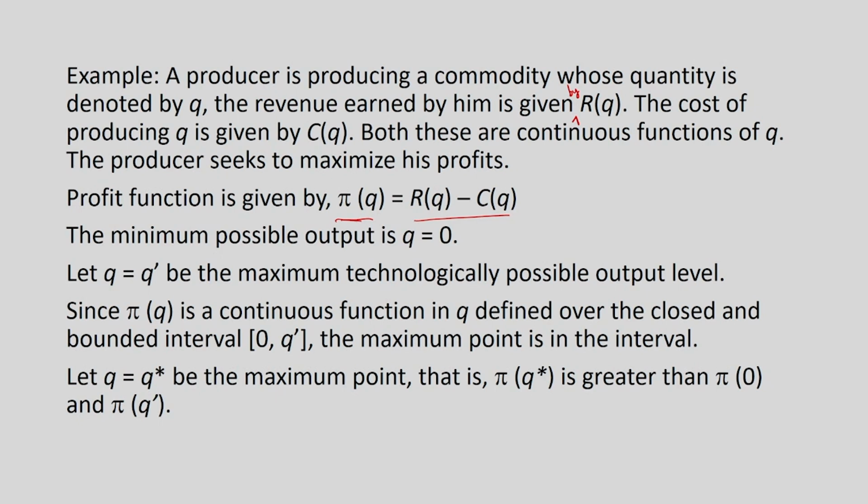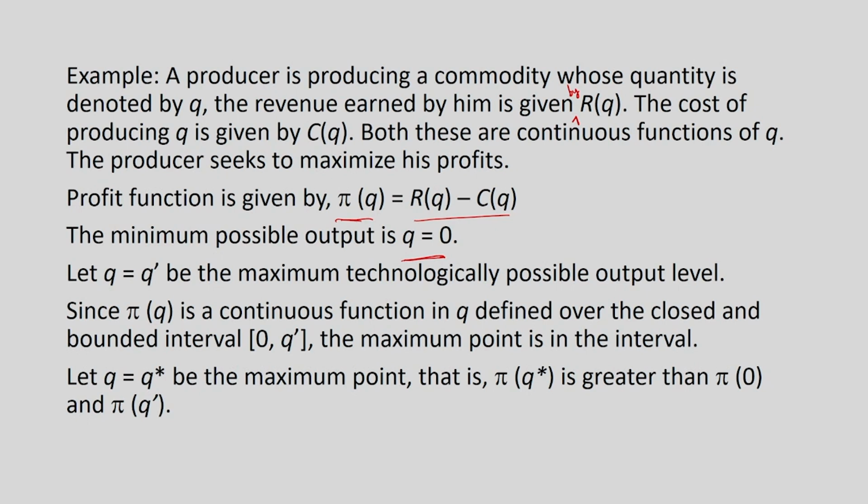And we have to define the interval over which the production can take place, right. Suppose the minimum possible output is Q is equal to 0. This is a reasonable assumption because what is the minimum output a producer can produce? It cannot be negative. So, the minimum possible output is Q is equal to 0.